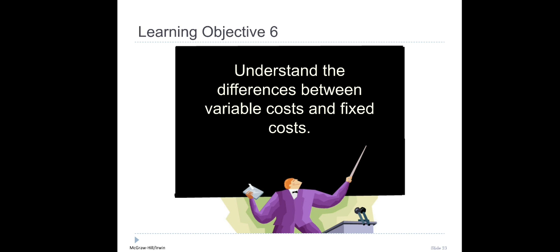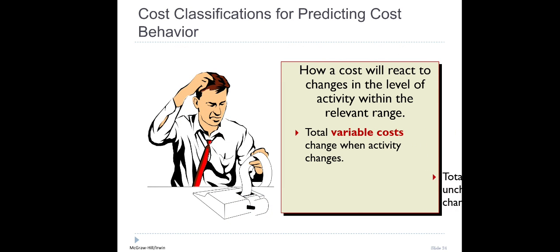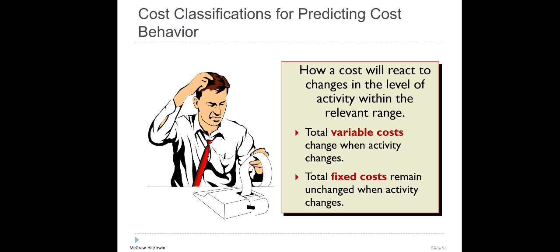So in this lecture you will learn about other categories of cost. Let's see the first one: understand the difference between variable cost and fixed cost. Cost can be categorized into two categories. Some costs are fixed costs, some costs are variable costs. If you can categorize costs into variable and fixed components, then you can use that knowledge to make cost predictions.